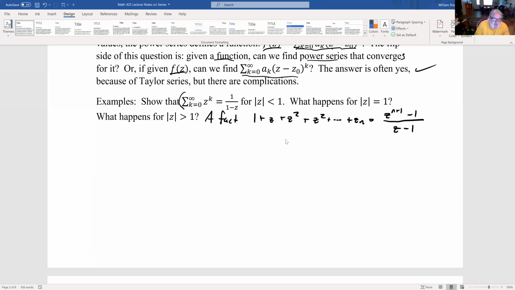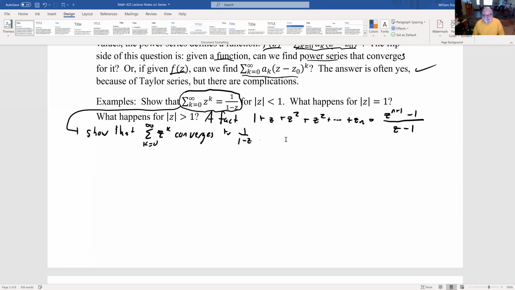how do we show that this converges? How do we show that these are equal? To show that's equal is asking, show that we have to show that that converges. What does it mean for this to converge? It means look at the partial sums. And the partial sums are exactly this.